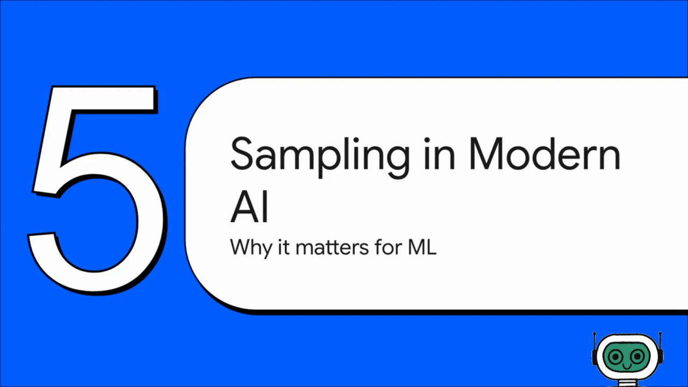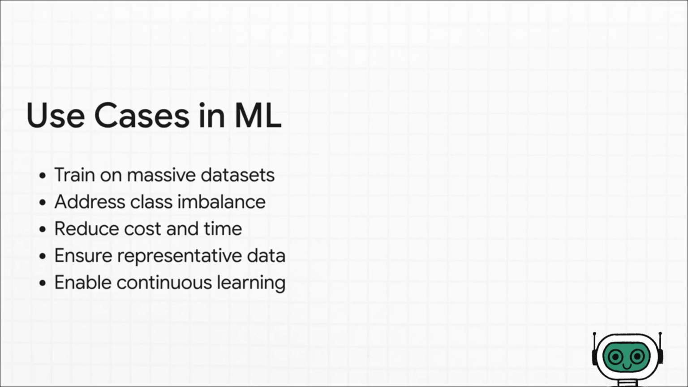Okay, so these are all solid statistical techniques. But why is this so critical for you as someone building machine learning models today? Well, the reasons are extremely practical. Sampling is what makes it possible to train models on datasets that are too big to fit into memory. It's one of our best tools for handling class imbalance, like in fraud detection, where 99% of transactions are normal. And at the end of the day, it saves a ton of time and money, and it's our first step toward building models that are fair and unbiased.